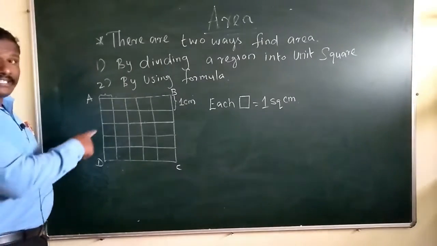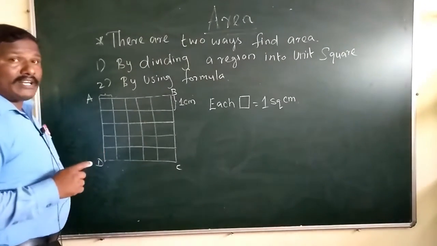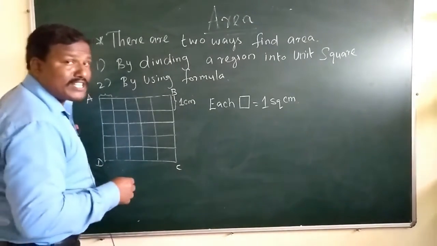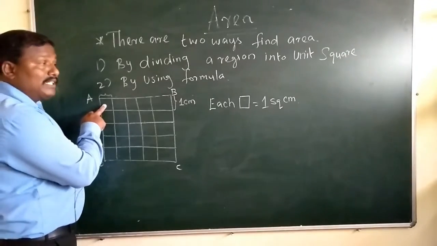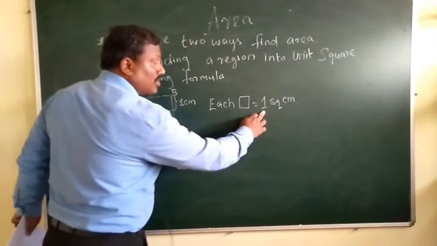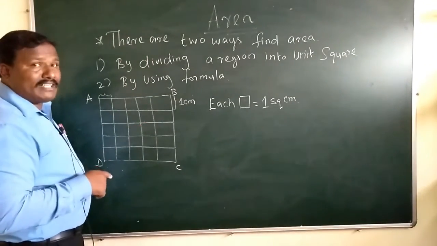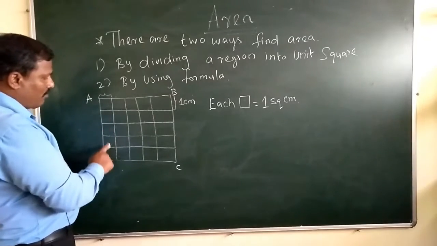If you see the diagram ABCD, it's a square. Now we want to find out how many square units are there. Each square box has been divided into equal units. Each box is equal to 1 square centimeter. So how many are there? 1, 2, 3, 4, 5. 1, 2, 3, 4, 5.